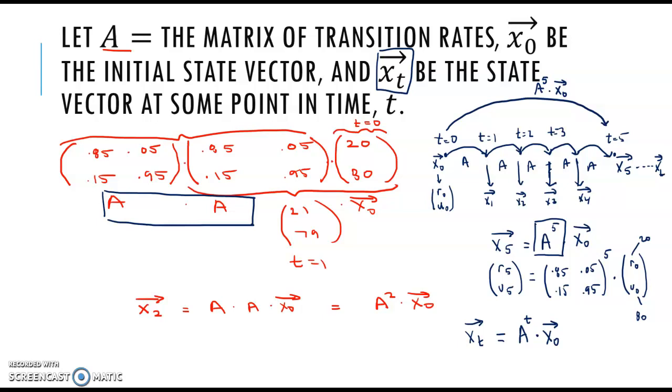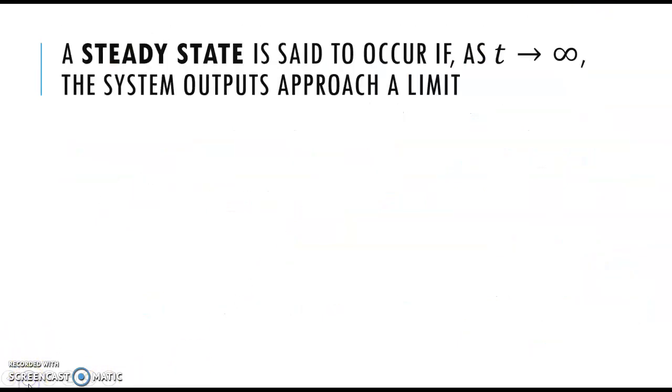So to make this seemingly more general, we want now to be able to predict some occurrences in the future. So let's define something called a steady state. A steady state is said to occur if, as t approaches infinity, in other words, as t gets progressively larger and larger, the system outputs approach a limit. It's kind of like when you think of limits in calculus: do the values tend to some numbers, or do they deviate and diverge off to, say, infinity or negative infinity?